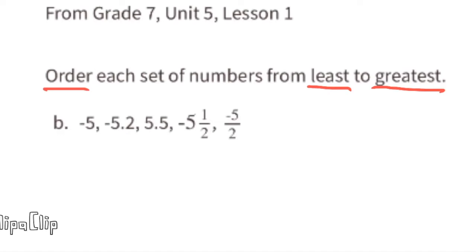Now let's look at the set of numbers in Group B. Let's look for the negative number with the largest absolute value. That would be negative 5.5. That's also equivalent to negative 5.5. The next smallest number is negative 5.2. We have negative 5, and then we have the fraction negative 5 halves, which is equivalent to negative 2.5. Now we're looking for the smallest of the positive numbers, 5.5, and that's the only positive number. So this is a look at set B from least to greatest.